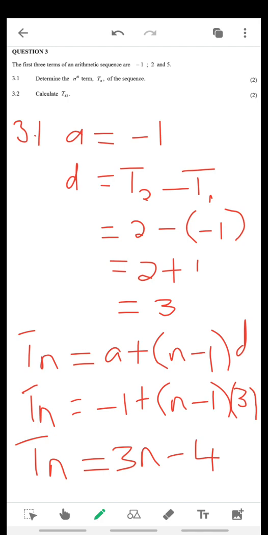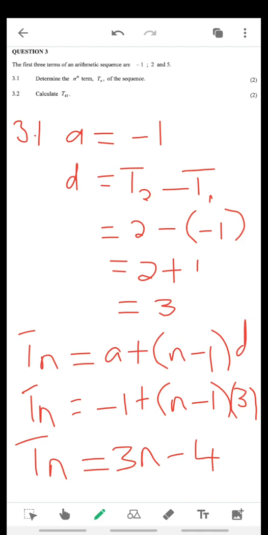Then I have a and d. Can I be able to find the formula now? Yes. Remember, for arithmetic, the formula is Tn equals to a plus (n minus 1) times d. Substituting all my stuff, I got Tn equals to 3n minus 4. Okay, well done. Now, 3.2.